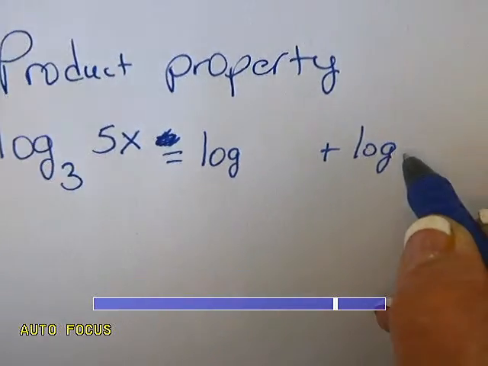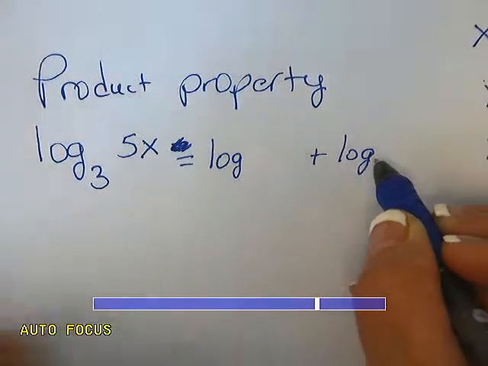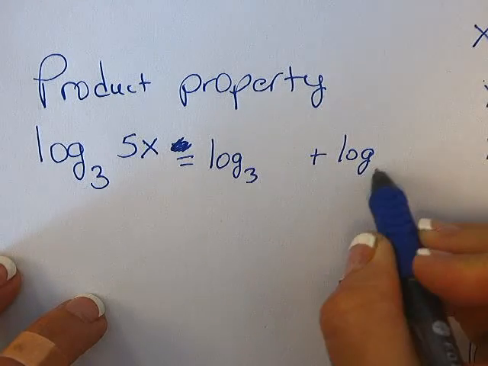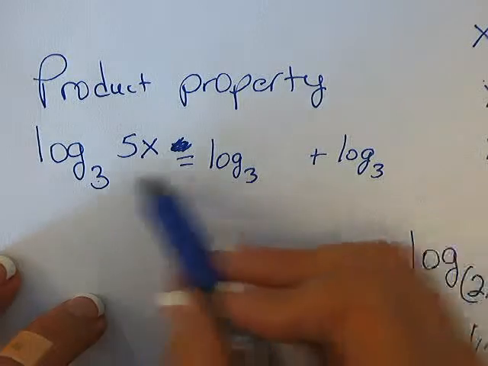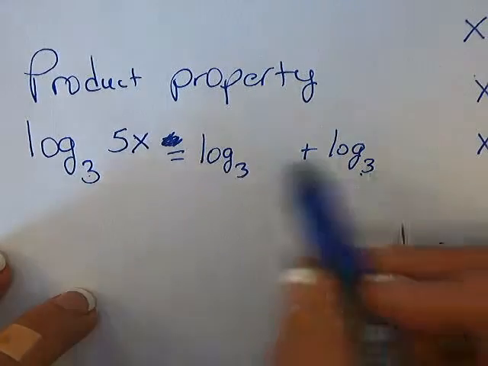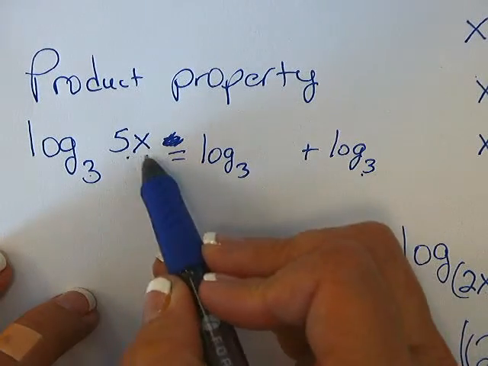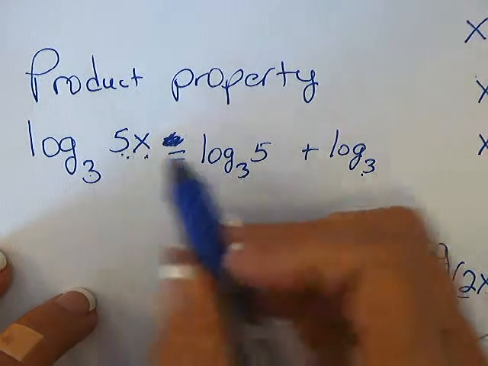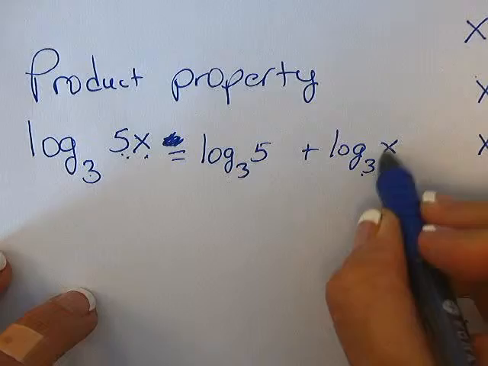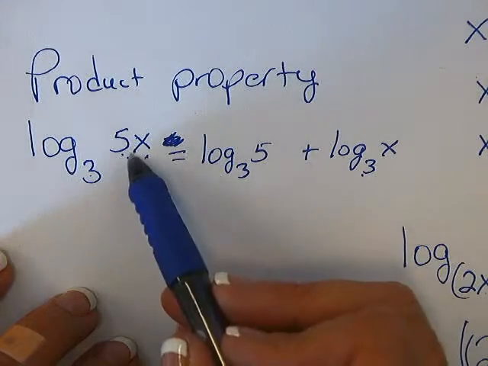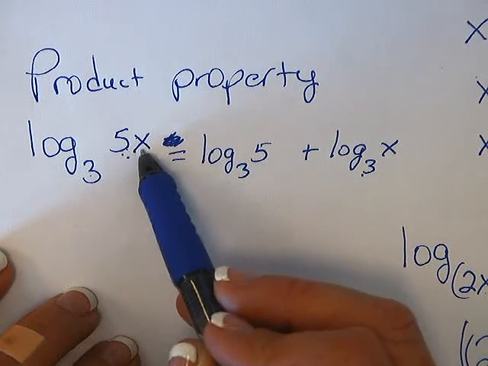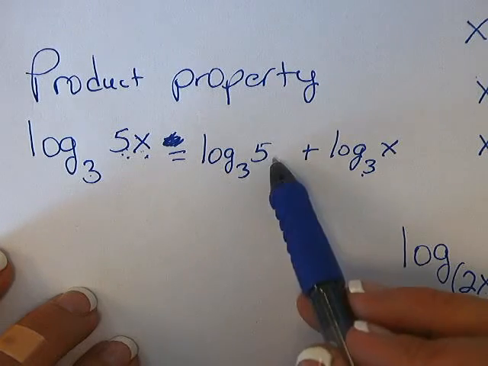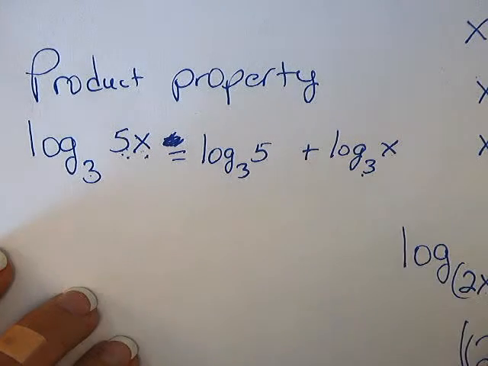They will have the same base as the original, so in this case log base 3, and we take what was multiplied together and break that apart. So one of our logs will have the first part, the 5, one will have the second, the x. So our product property says 2 things that are multiplied together in my value can be separated by addition here.